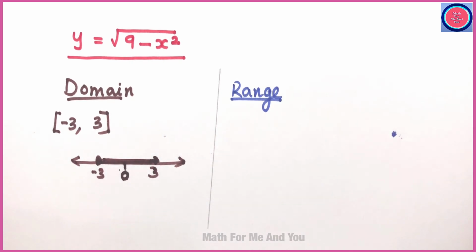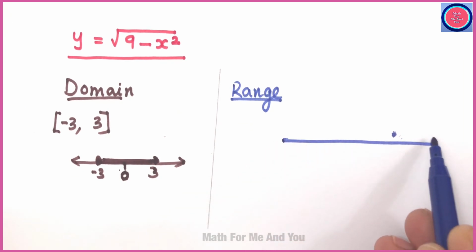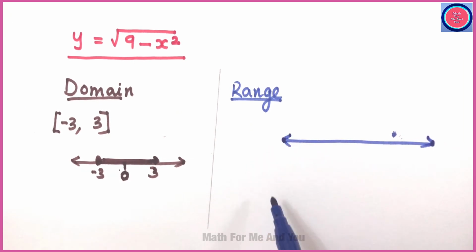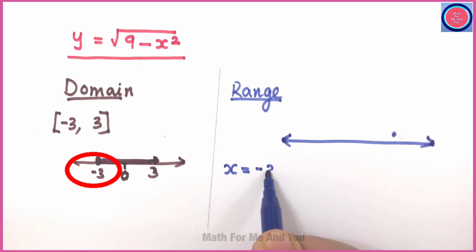To get the range, first we can draw the number line and put these 3 values for x. That will be enough. Draw the number line. Here we will mark the answers. Then start with the first value of x. What is the smallest value? That is x equals minus 3.